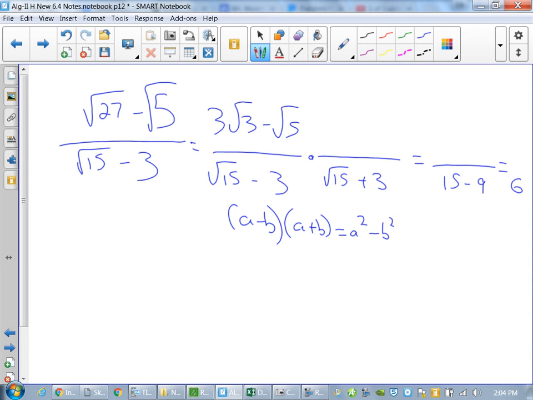Yes! Error 5. The denominator or the whole thing? It might have been the numerator.